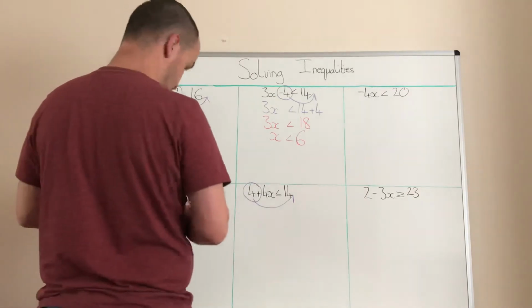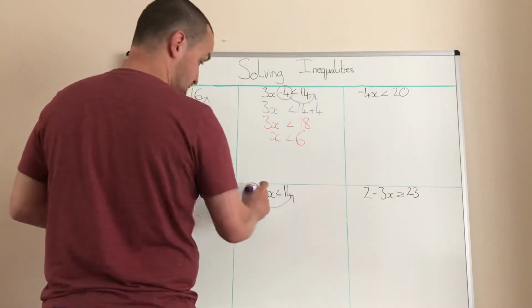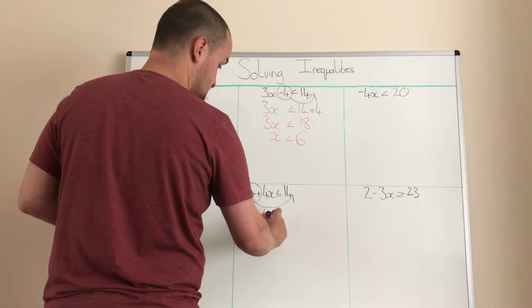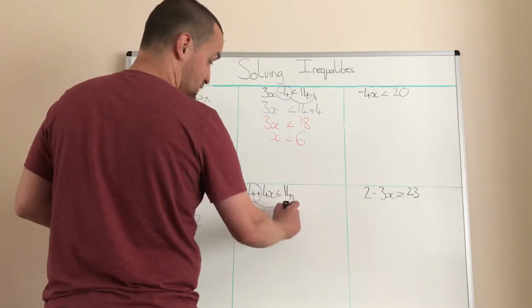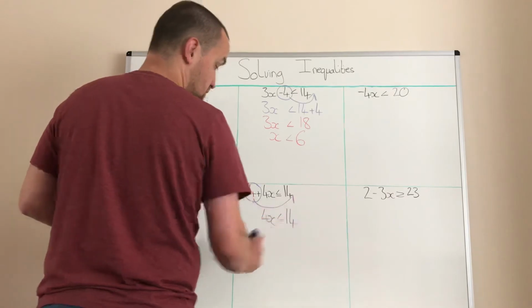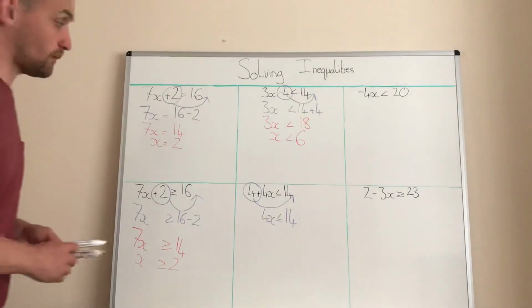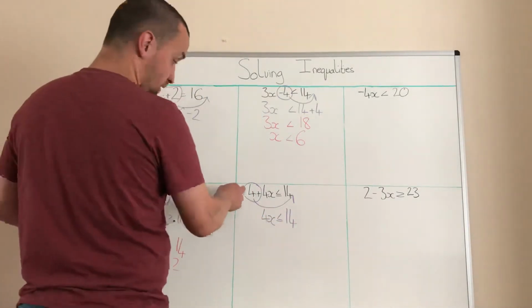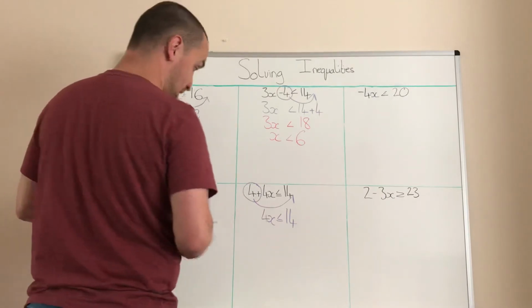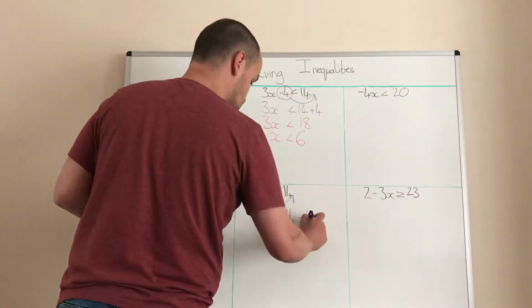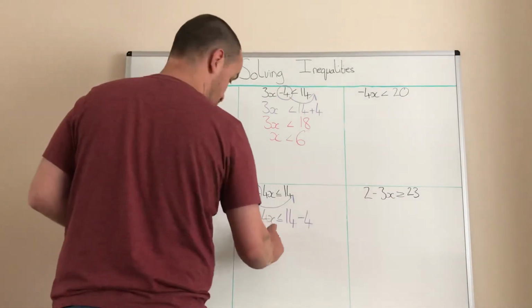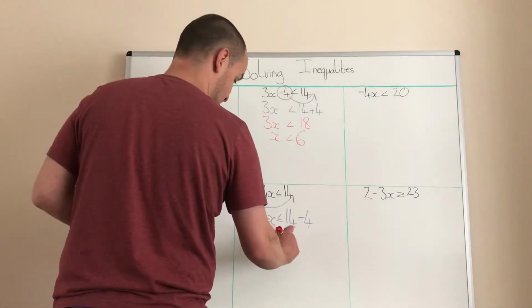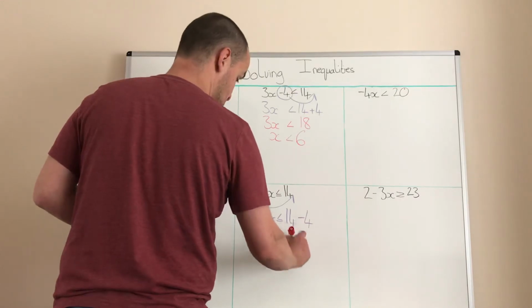Okay, so what we get: 4x is there because we haven't touched 4x, so it stays where it is. We haven't touched the inequality sign and we haven't touched the 14. So we're at that point at the minute. Okay, if that's a plus 4 there, it would have to be a minus 4 on the other side. If you simplify that, you get 4x is less than or equal to 10.